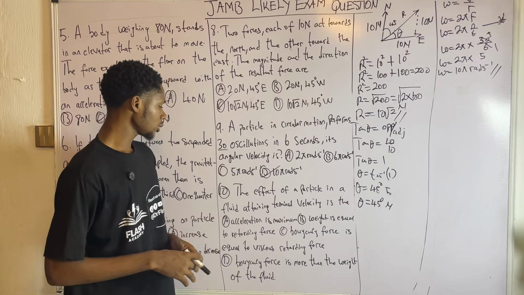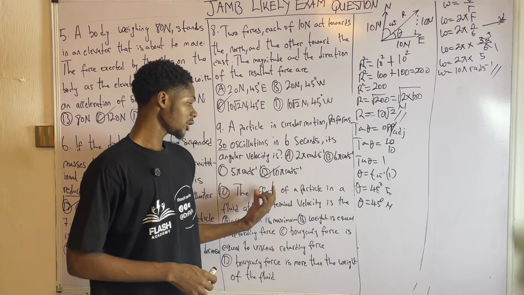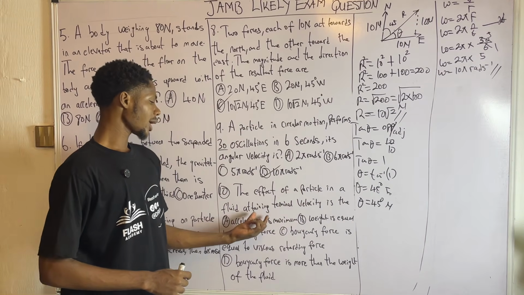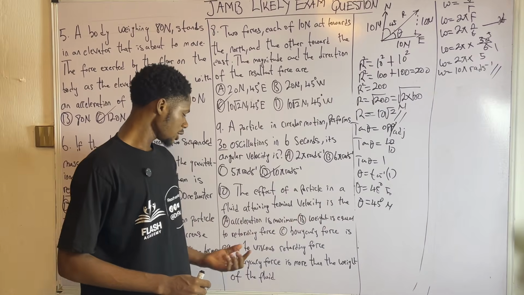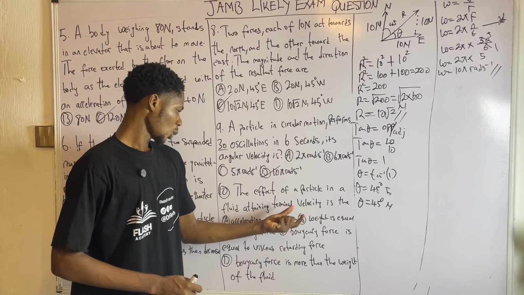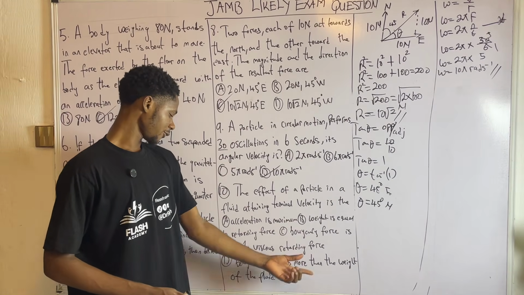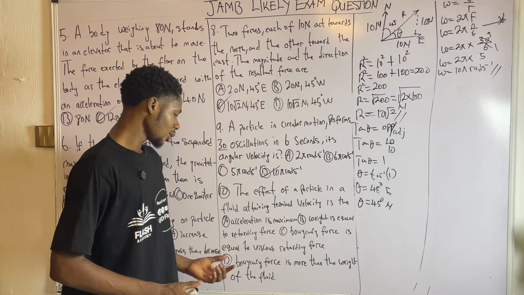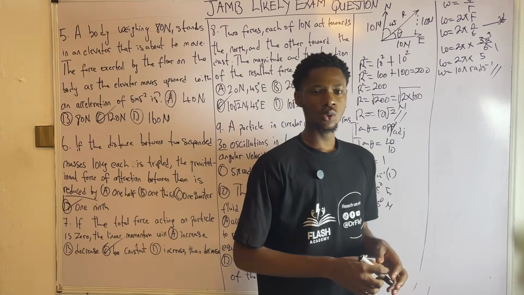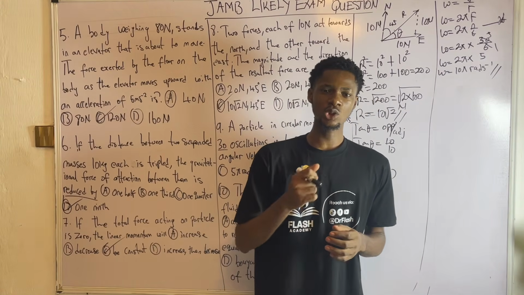Now next on the board, the effects of a particle in a fluid attaining terminal velocity: the acceleration is maximum; weight is equal to retarding force; buoyancy force is equal to viscous retarding force; buoyancy force is more than weight of the fluid. Now to understand these concepts, I'll explain when a particle attains terminal velocity, when it is dropped into a viscous fluid.